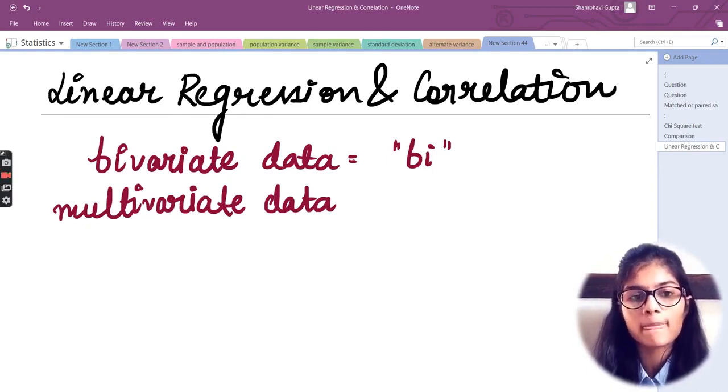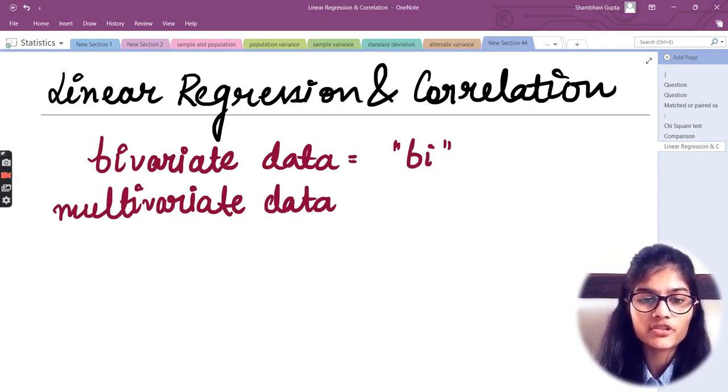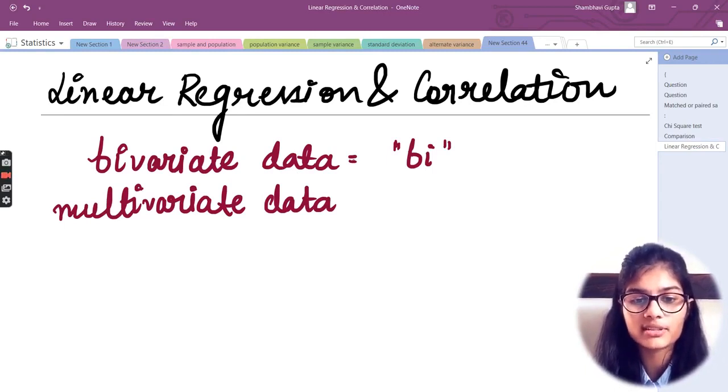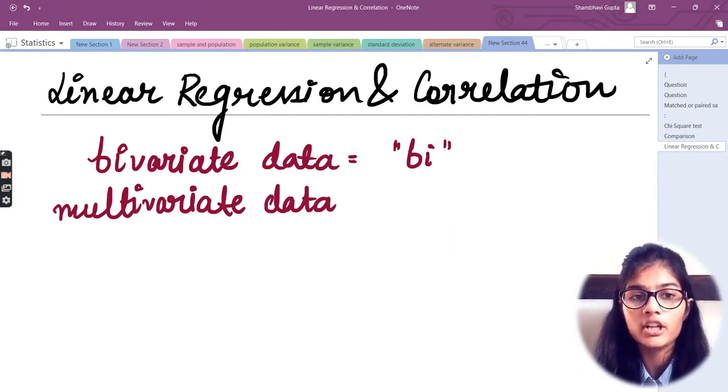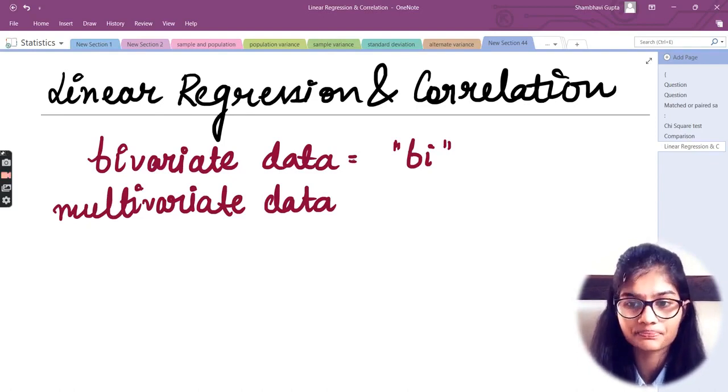This linear regression and correlation topic focuses on studying the simplest forms of regression, like linear regression with one independent variable. We'll look at data that fits a line in two dimensions. We'll also study correlation, which measures how strong the relationship is. These are the things we will be studying in this topic, linear regression and correlation.